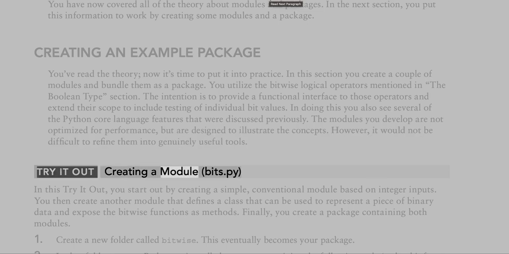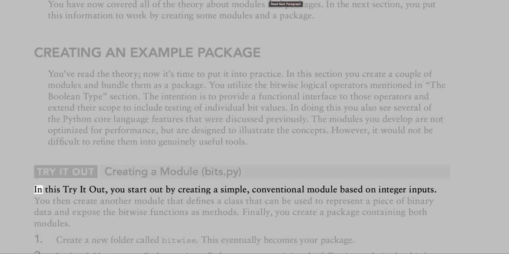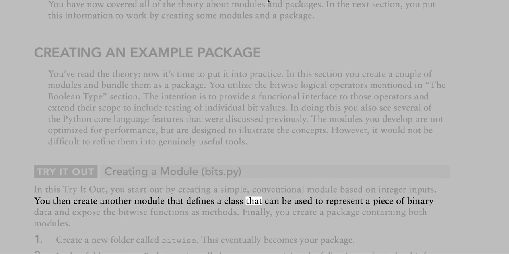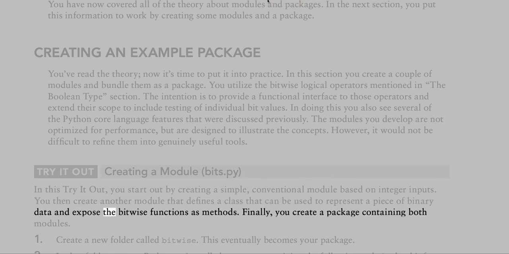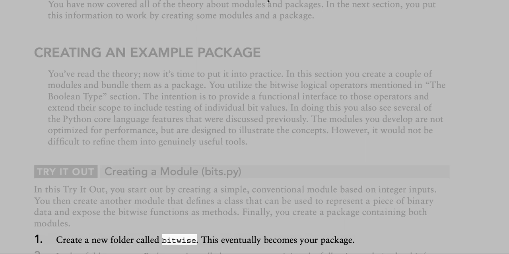Try it out: creating a module, bits.py. In this try it out, you start out by creating a simple, conventional module based on integer inputs. You then create another module that defines a class that can be used to represent a piece of binary data and expose the bitwise functions as methods. Finally, you create a package containing both modules. 1. Create a new folder called bitwise. This eventually becomes your package.